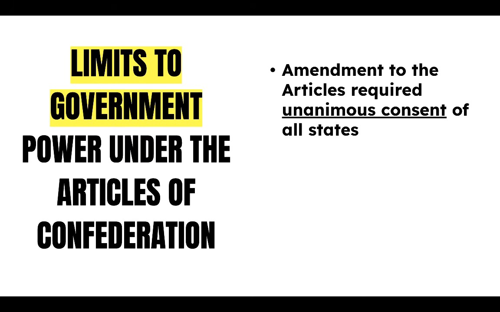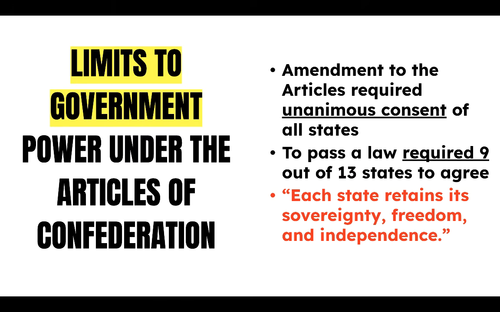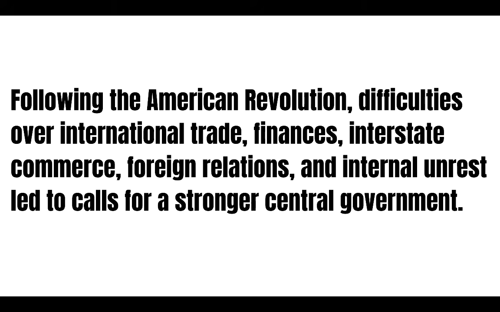That's going to be super hard to get, and to pass a law, it required 9 out of 13 states to agree. That is what is called a supermajority, and guess what? That is also super hard to achieve. Under the Articles, individual states were sovereign, so each state retained its sovereignty, freedom, and independence. Problems begin to emerge when, following the American Revolution, difficulties over international trade, finances, interstate commerce, foreign relations, and internal unrest led to calls for a stronger central government.